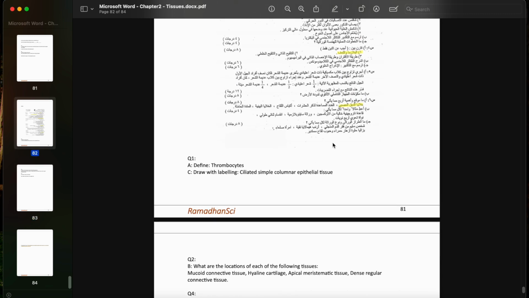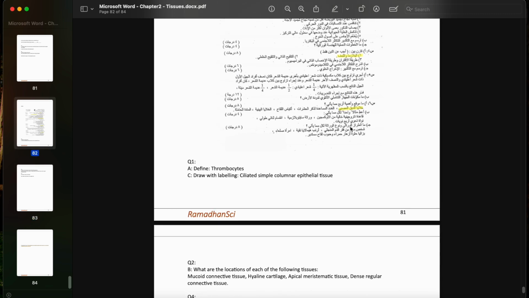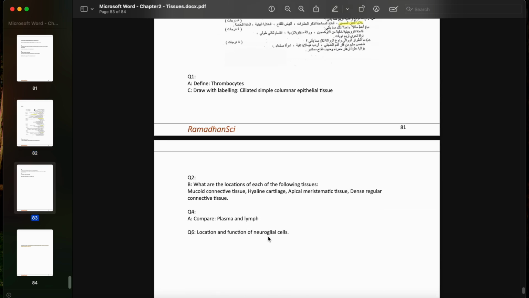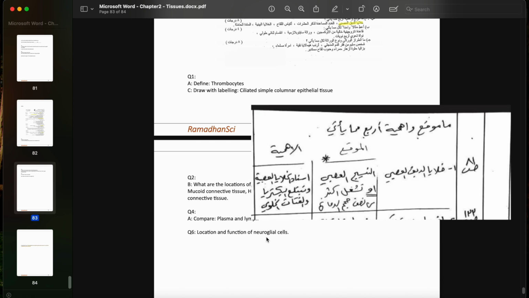And finally, question 6 is telling you what is the location and the function of the neuroglial cells. And the location, you can say that within the nervous tissue, and the function, support neurons. That's the first function. The second function is to phagocytize the bacteria and cellular debris.